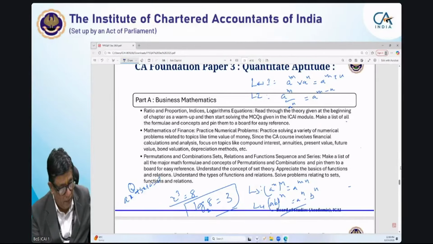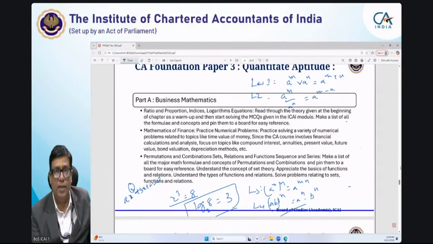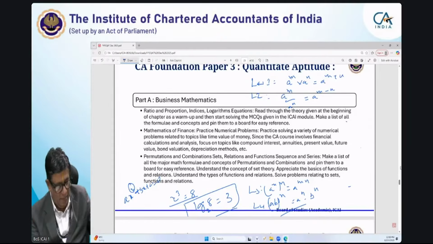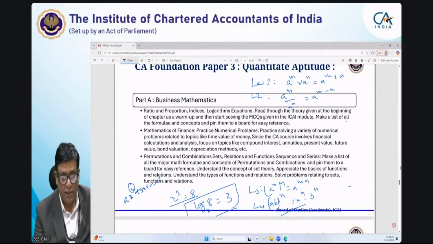This is also very important from the exam point of view, whether the roots are real, equal or unequal. When b square minus 4ac is equal to 0, the roots are real and equal. When b square minus 4ac is greater than 0, the roots are real and unequal. And when b square minus 4ac is less than 0, the roots are imaginary.